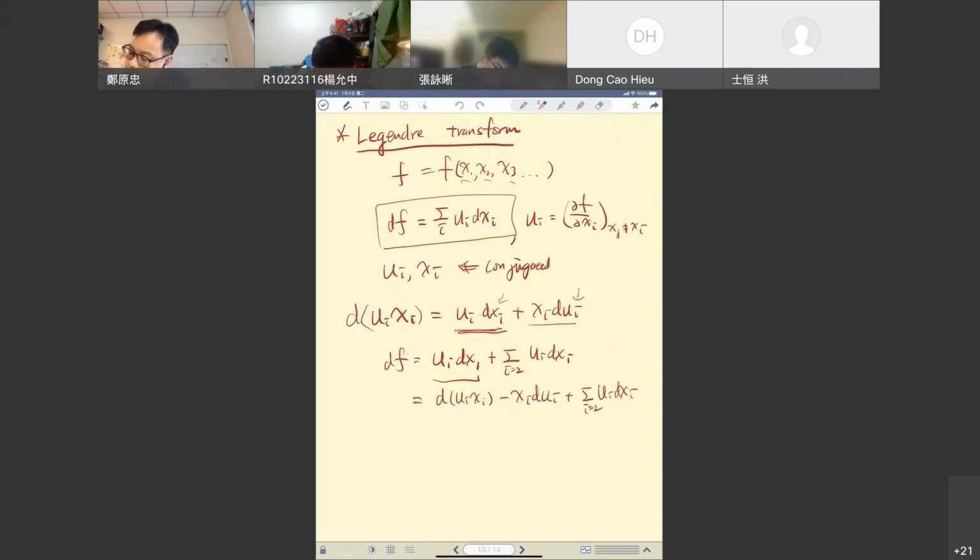And here is a total derivative of a function. This is a total derivative of f. We can move them to the same side. So we say df minus d u_i x_i. Now, sorry, this is not u_i x_i, it's u1 s1. We isolate the first one.